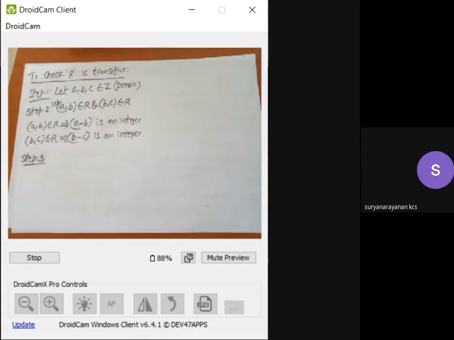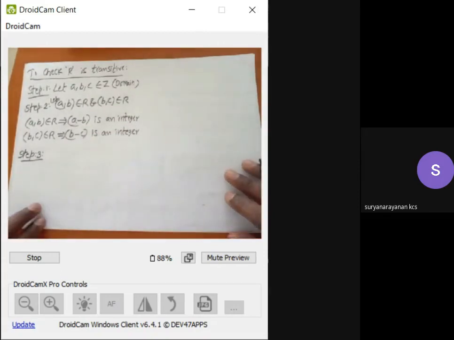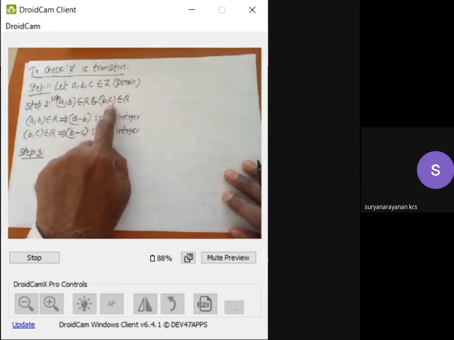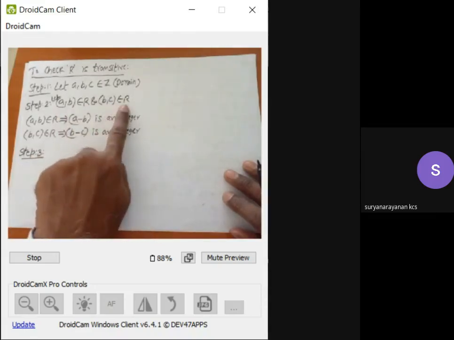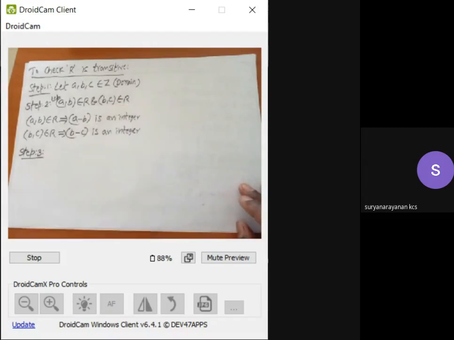Now come to step 3. What should we prove here? Ordered pair (A, B) belongs to R, ordered pair (B, C) belongs to R, implies that what should be proved here? Sir, (A, C) should belong to R, sir. Yes, very good. Ordered pair (A, C) should also be in the relation R. Yes or no? Yes, sir.